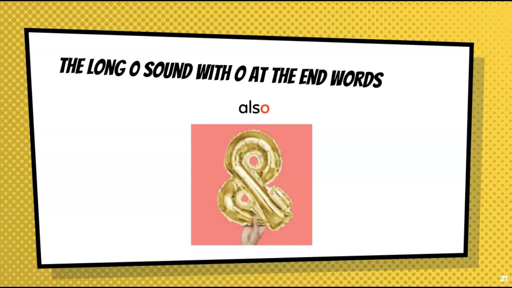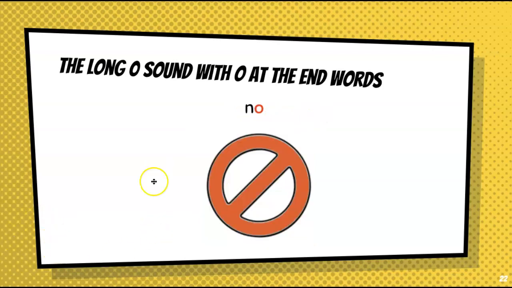Okay, let's look at this word. This word can mean and. Also, also, also. Okay, let's look at our next word. Remember, there's no E on the end, but this still is a long O sound. No, no, no, no.